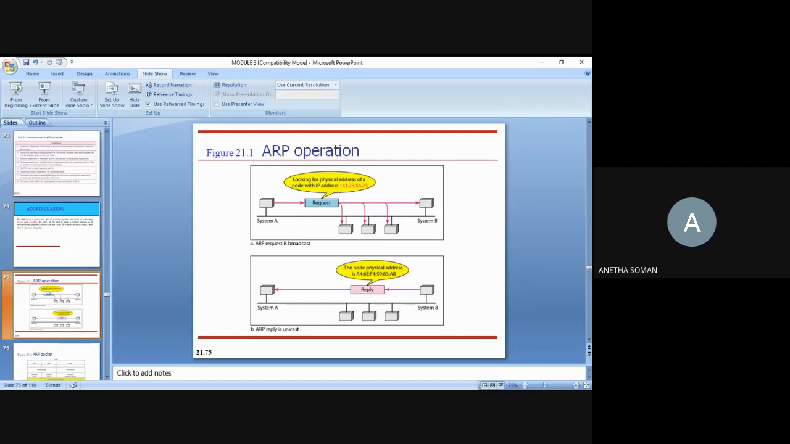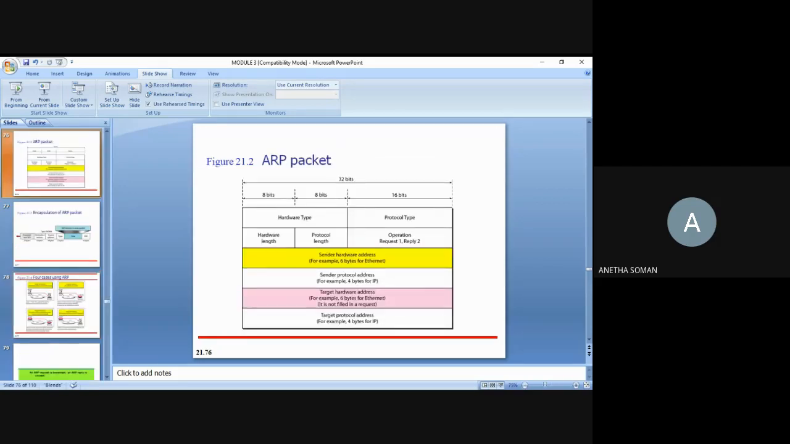Now you have the ARP packet. This is the format of the ARP packet, and you have several fields in it. The first field is the hardware type.